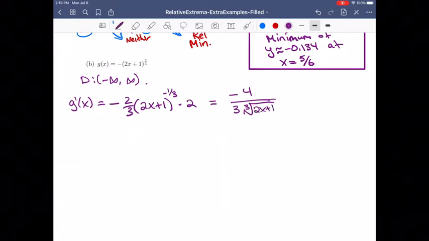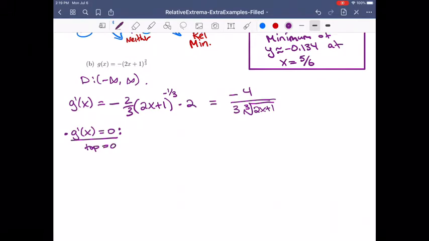So, where does g prime of x equal 0? Well, when we've written it like a fraction like this, it's actually going to be 0 when the top is 0. Okay, so that means when negative 4 equals 0, but that doesn't make any sense. So that means that there's no solutions. Okay, so there's no x values where the derivative is 0.